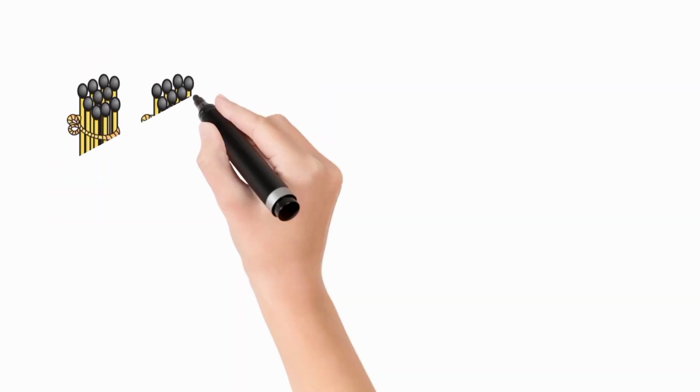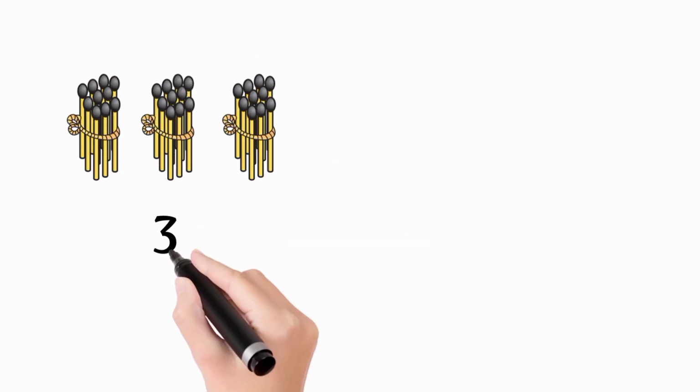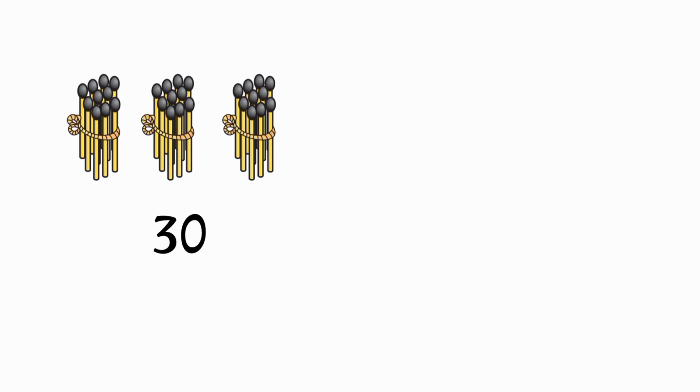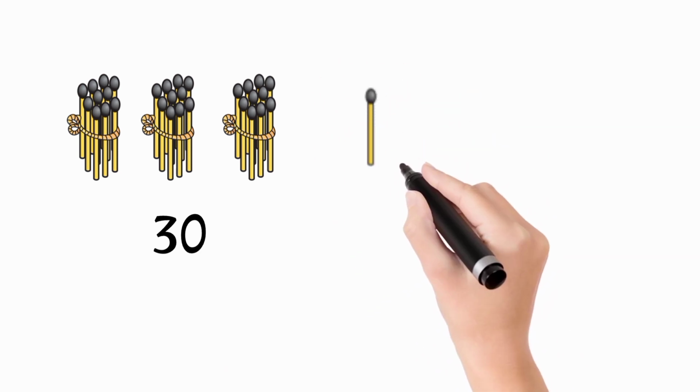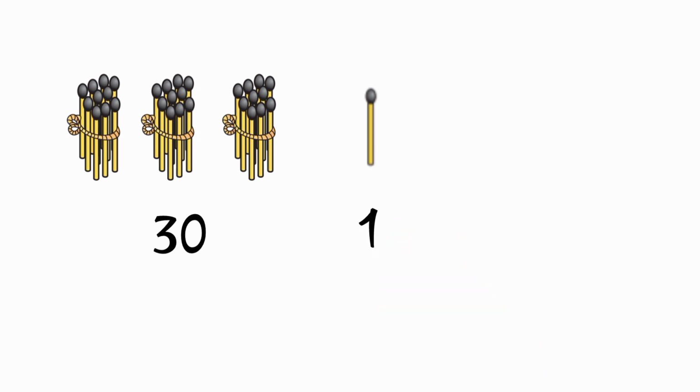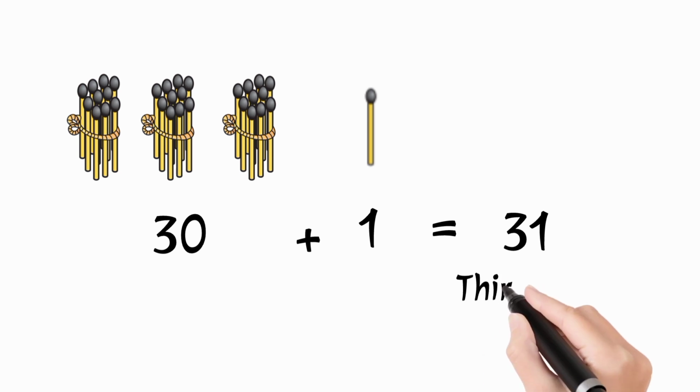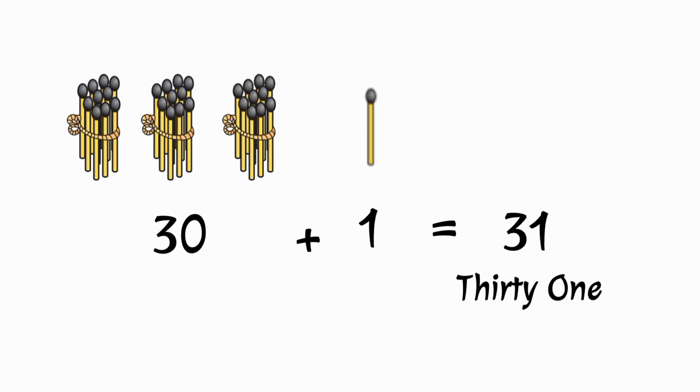We have 3 bundles of matchsticks which is equal to 30 and 1 loose matchstick. So 30 plus 1 is equal to 31. 3 tens and 1 ones, 31. इसे 31 भी कहते हैं.